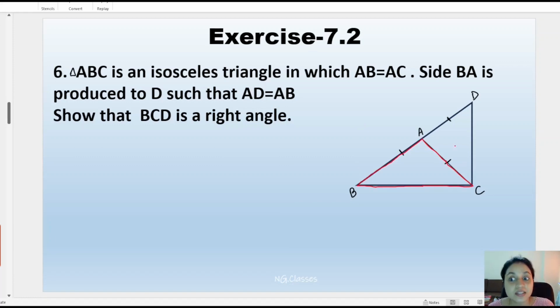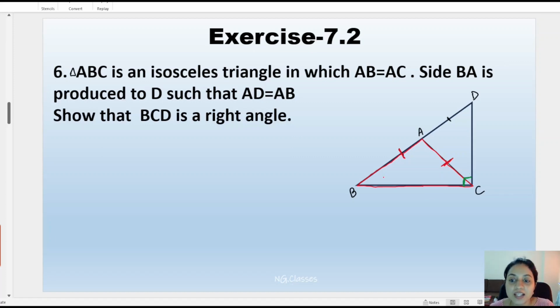Here the red triangle is an isosceles triangle in which AB is equal to AC. So side AB is equal to side AC. Here side BA is produced to D. So side BA is extended to D such that AD is equal to AB. So AD is also equal to AB. We have to show that BCD is a right angle. So this angle is 90 degrees. That's what we have to prove here.